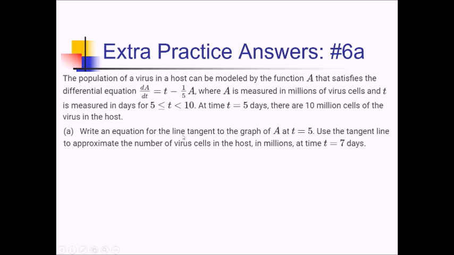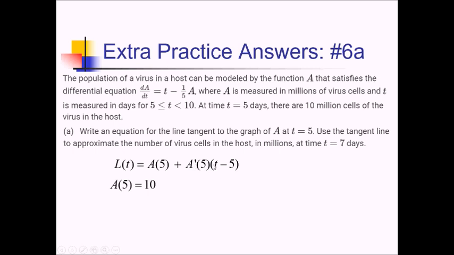So let's start with our tangent line equation. This is going to have the general format of L of x equals f of a plus f prime of a times x minus a. Applying it to this problem, we're going to have A of 5, because that's kind of our launching off point, our point of tangency, plus A prime of 5 times t minus 5. So now we have to fill in some specific values here. A of 5, we actually were given that. They said at time 5 there's 10 million cells, so we can just put 10 in for that.